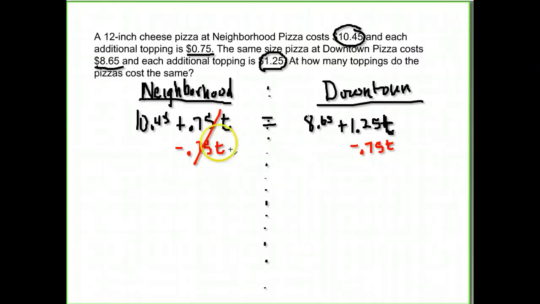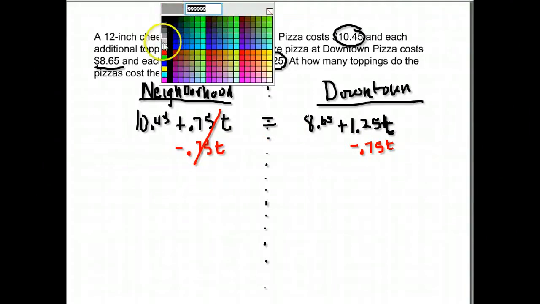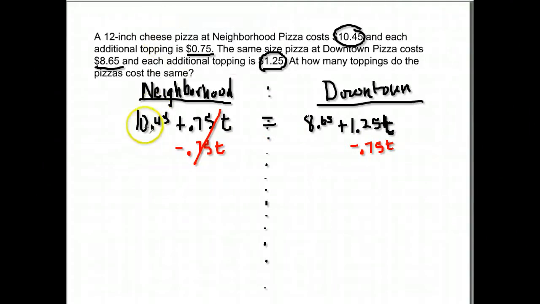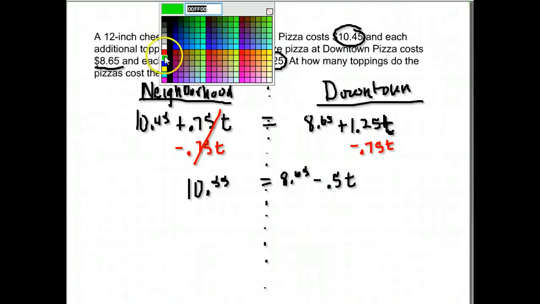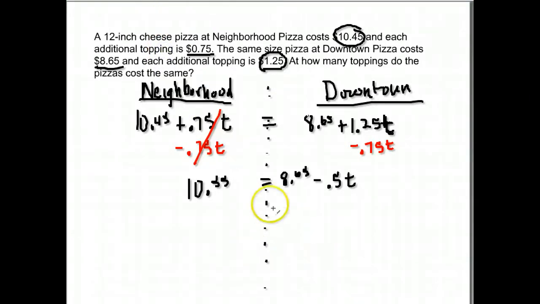Okay, so now I have just $10.45 on this side equals $8.65 minus 0.5t. We continue to solve. Now that our t's are together, we need to move everything else to the other side. So we do that. We have a positive 8.65. We're going to subtract 8.65 from both sides.